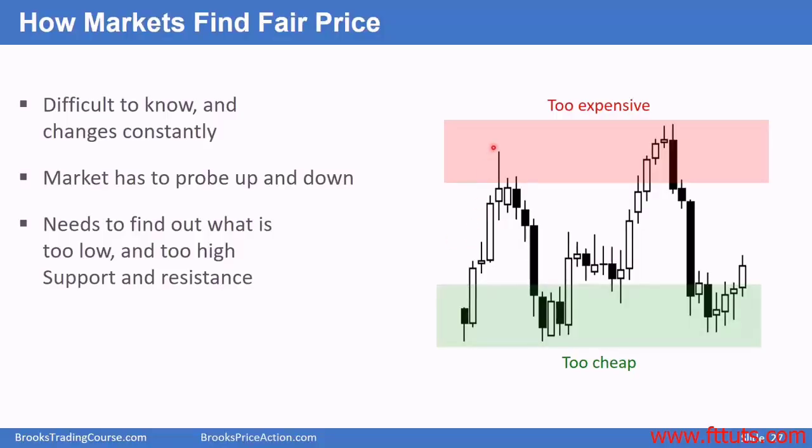The market's constantly probing. If it runs out of buyers and sellers come in very aggressively, the price is too high, and it goes down. If all of a sudden it gets too cheap, a lot of buyers come in and the sellers stop selling at this price, they're only willing to sell higher, and the price goes up. The market's always probing to find out what too expensive is and what too cheap is.